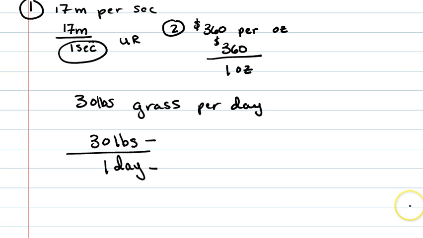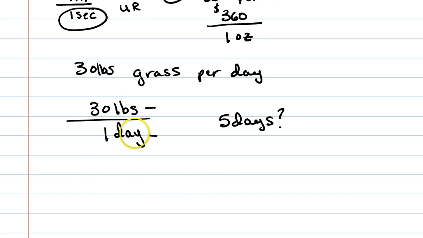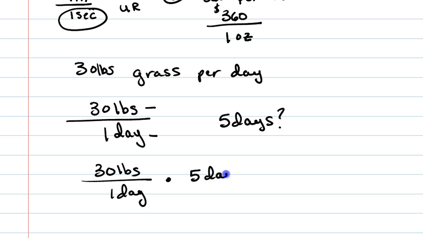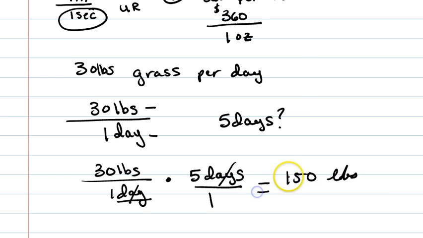Now, how many pounds does a cow eat in 5 days? I want to convert this. So I'm going to take 30 pounds for 1 day, and I'm going to multiply this by 5 days. Notice I have day here and day there, so these will cancel out. My answer is going to be left in pounds. Well, 30 times 5 gives me 150. So in 5 days, a cow eats 150 pounds.